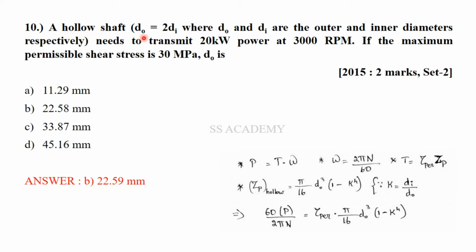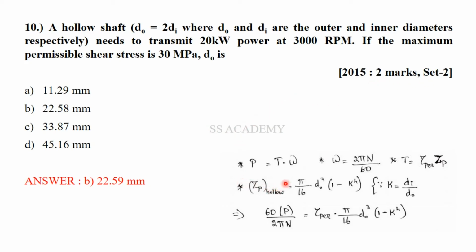A hollow shaft, D0 is equal to 2di, where D0 and di are the outer and inner diameters respectively, needs to transmit 20 kilowatt power at 3000 rpm. If the maximum permissible shear stress is 30 megapascal, D0 is? They have asked to design the shaft, that is, by determining the outer diameter. It is a 2015 set 2 question asked for 2 marks.